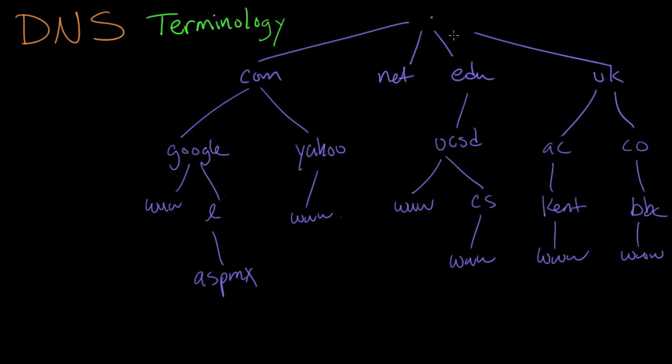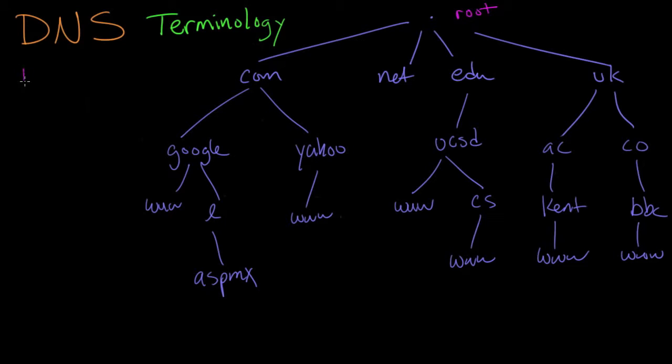So let's go over some terminology that you're going to hear when we're talking about DNS. The first one is root, and root is the way we pronounce the very top of this DNS hierarchy. We spell it with a dot, but we pronounce it as root.